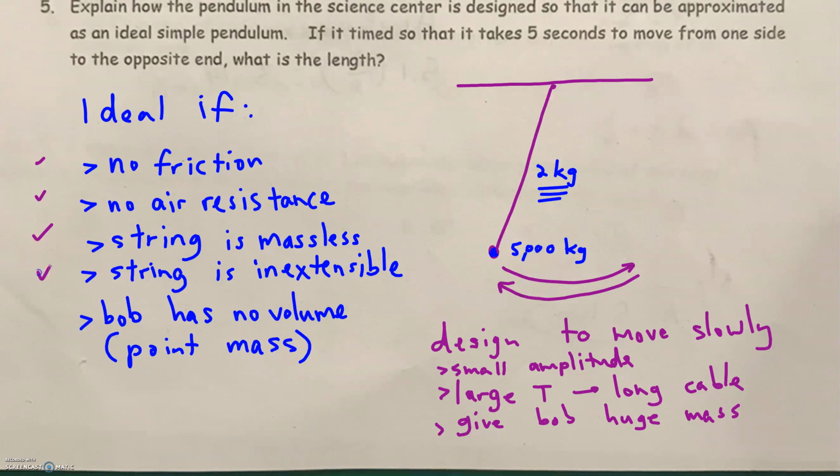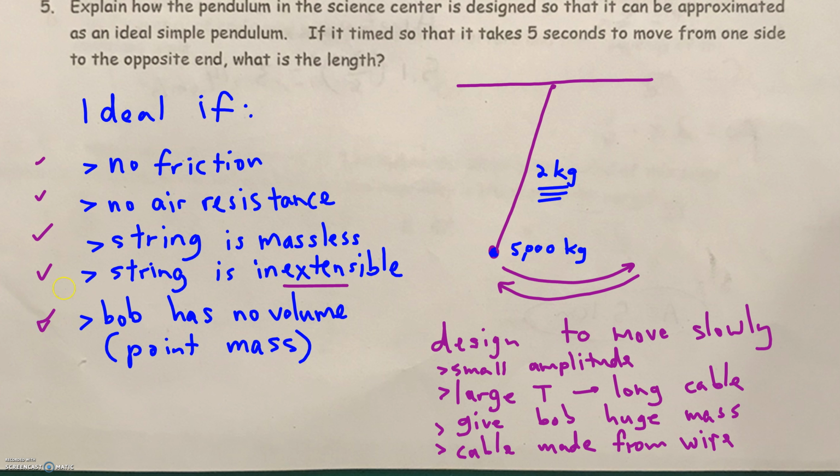How do we do the next one? The string is inextensible. Well, you use something strong. Use a cable for the string, made from wire. Don't make the cable out of rubber bands. It's not going to be inextensible. Rubber bands will stretch.